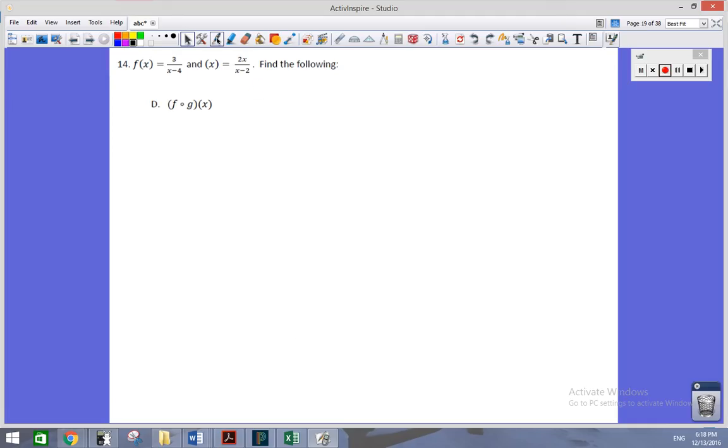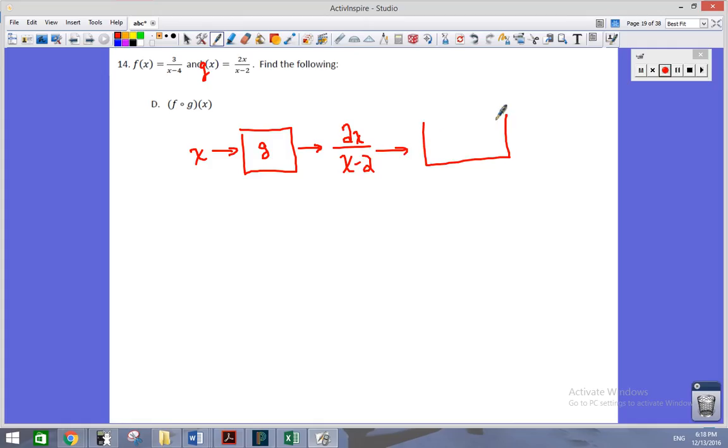So now here's our function composition. Remember that we start with the second function and we input x, and g says that that should be a g right there. That says that the output is 2x over x minus 2. So that becomes the input for f.